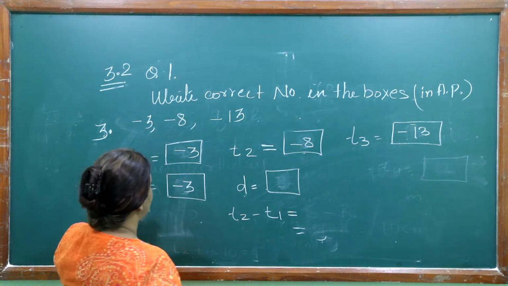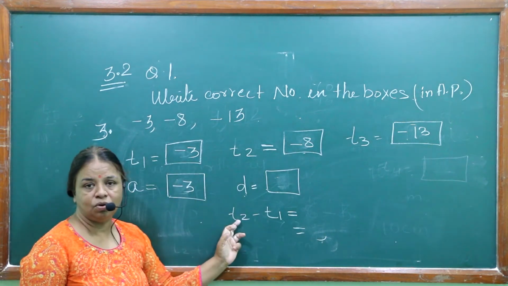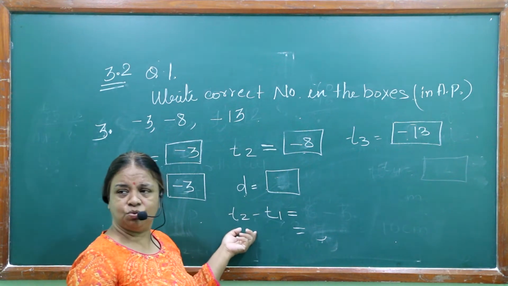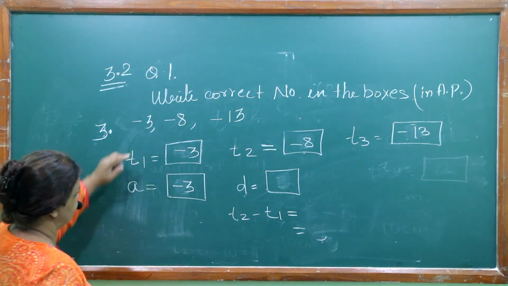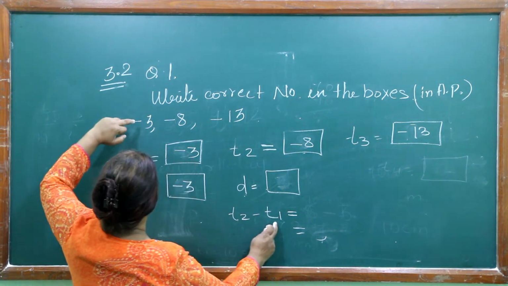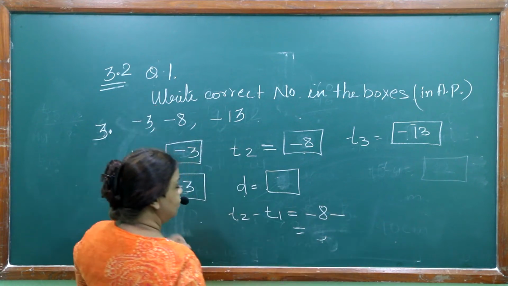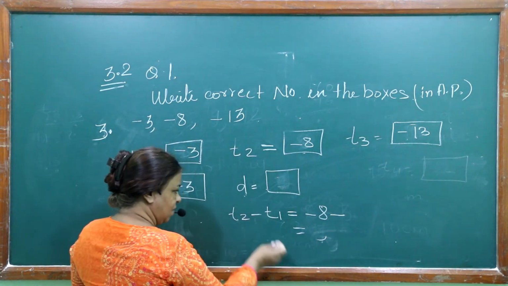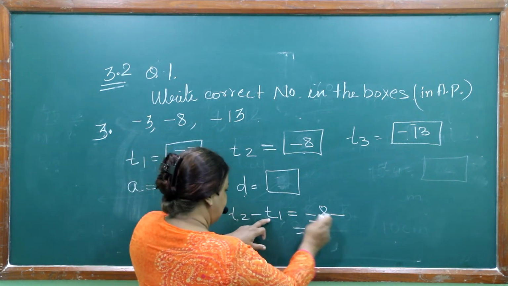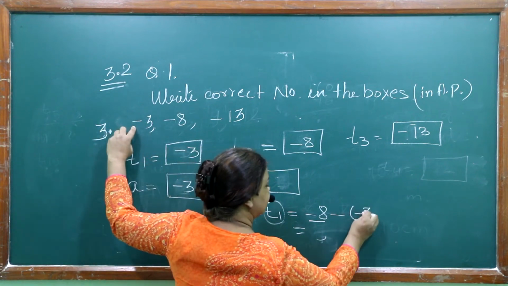T2 minus T1. If it is in AP, any consecutive terms, if you subtract, not only T2 minus T1, even if you go for T3 minus T2, you will get the correct answer. So as it is in AP, we will get T2 minus T1. What is T2? Minus 8 minus. Now here you should pay attention. This is T2, minus 8, and this minus I wrote here. And what is T1? T1 is minus 3.